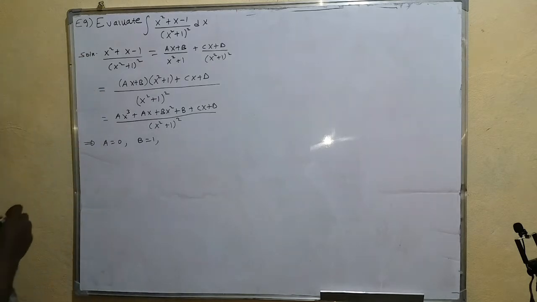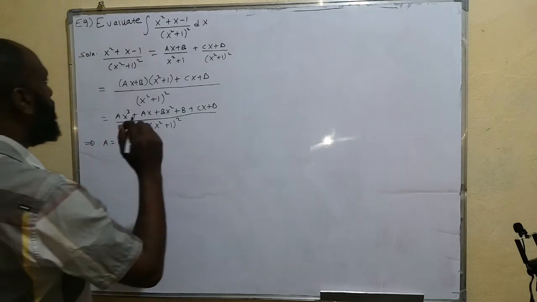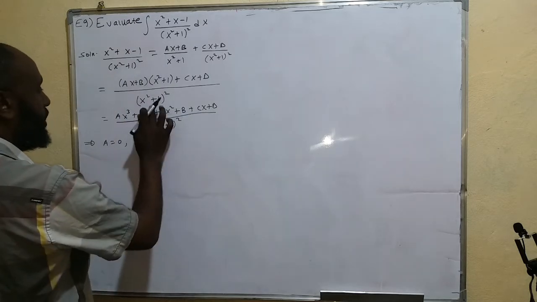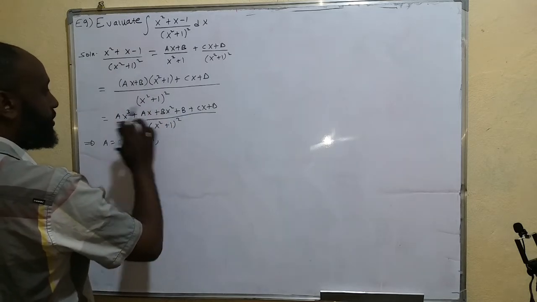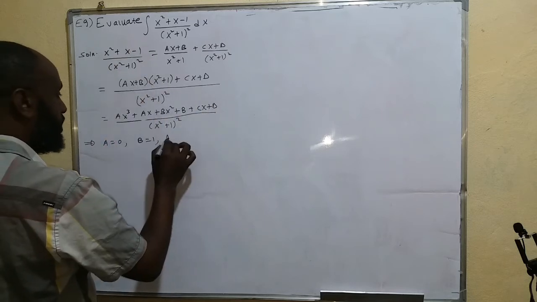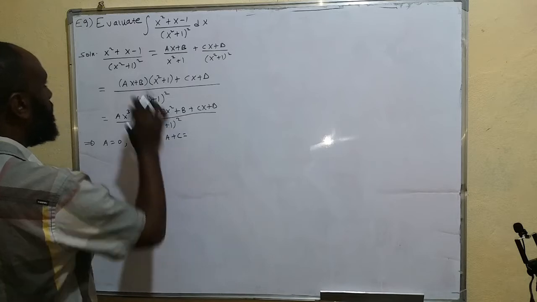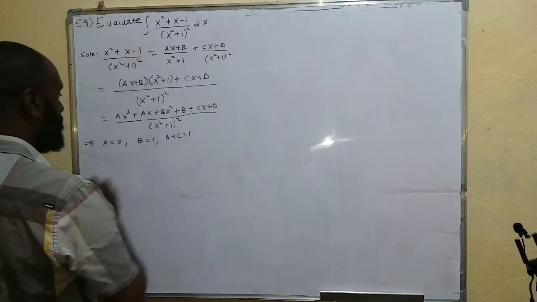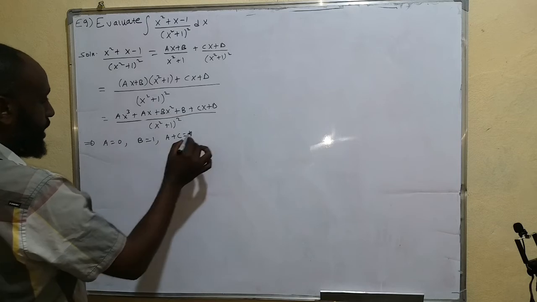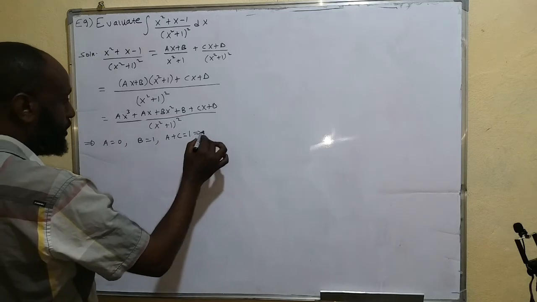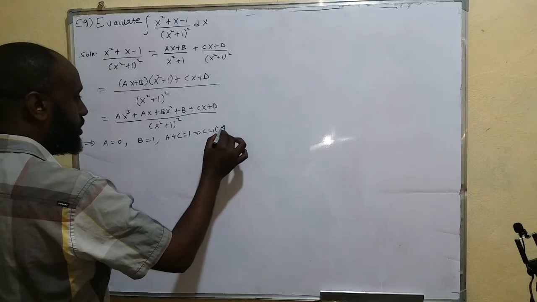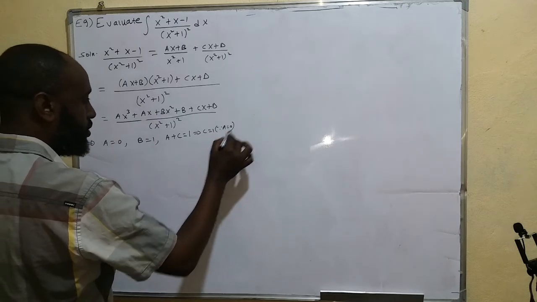Now let us see for the degree 1 term, simply x. Here this is ax, this is cx, and this is x. Therefore, a plus c is equal to 1. Because the value of a is 0, 0 plus c is 1, so c is equal to 1.